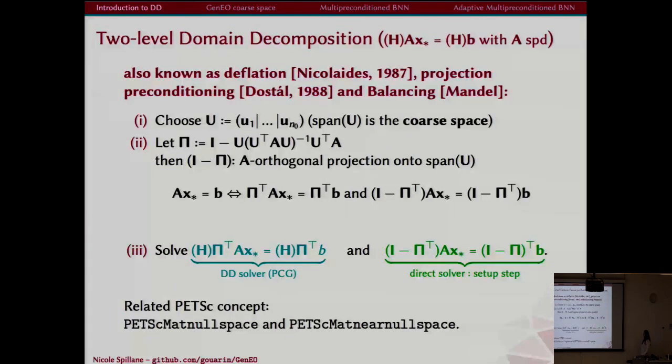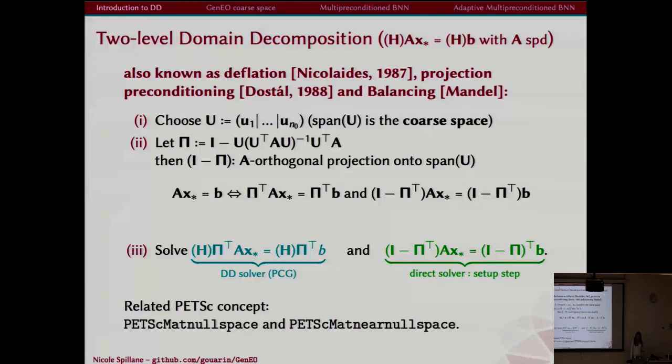So this is all very simple. We do tend to make things more complicated since we very rarely use just a plain domain decomposition method. We usually use what we call a two-level domain decomposition method. So this is also known as a domain decomposition method with a coarse space, or a deflated method, a projected preconditioned method, or the balanced method. So this is where the balancing in balancing Neumann-Neumann comes from.